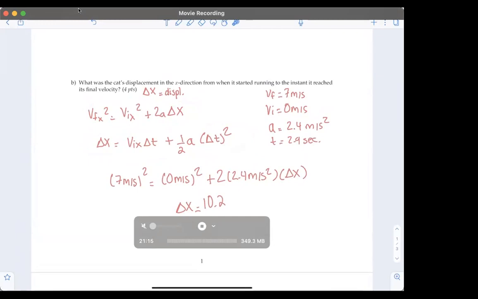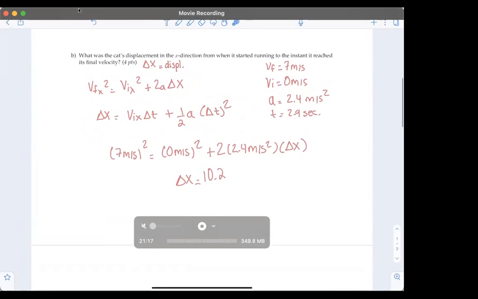Yeah, I do. Okay, cool. So we have vf squared = vi squared + 2a delta x, right? So we have our final velocity, initial velocity, our acceleration, and our delta x. So going back to the part, it's asking us what was the cat's displacement. So we're looking for delta x from when it started running to the instant it reached its final velocity, right? So we're going to be factoring in initial velocity, final velocity, and acceleration to figure out our displacement, right?